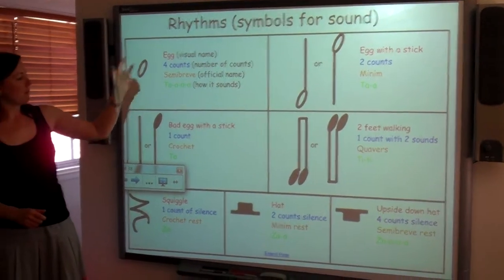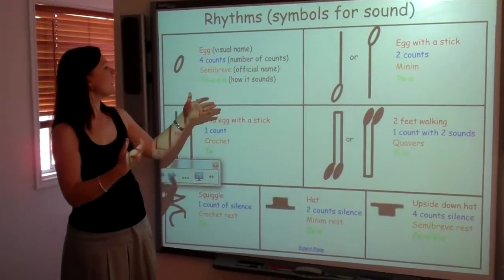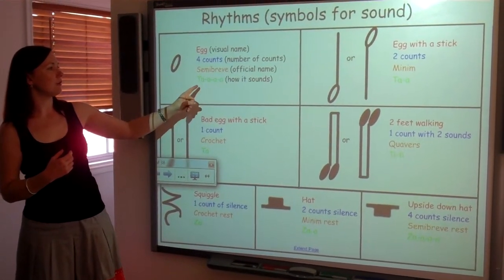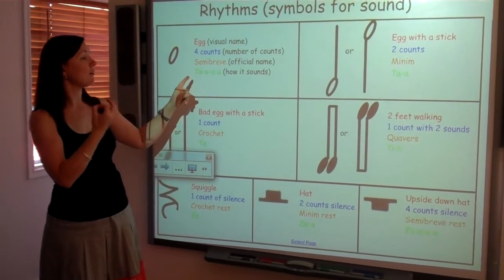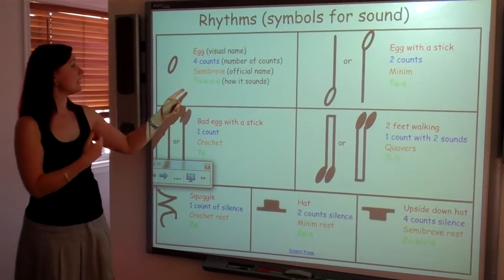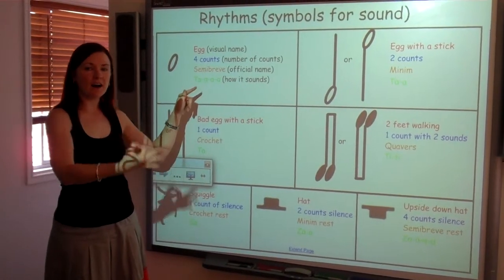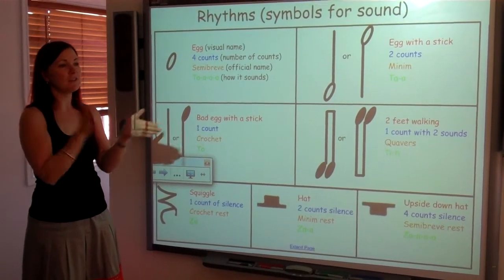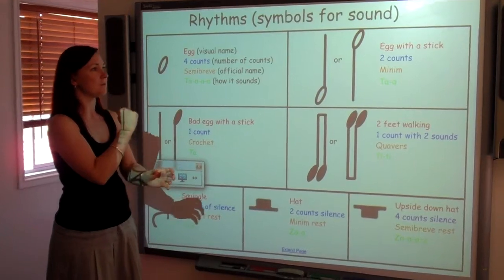Official names, semibriefs, minims, crotchets, quavers, I'd be using that with my middle and upper primary. And then I think the greatest one you can use with primary students is the final name in green, which is how it sounds. So how I speak it now is how the note actually sounds when I play it in music. So my egg is called a ta-a-a-a, and that means my sound travels for that length of time. Ta-a-a-a, and then I stop the sound on my instrument.